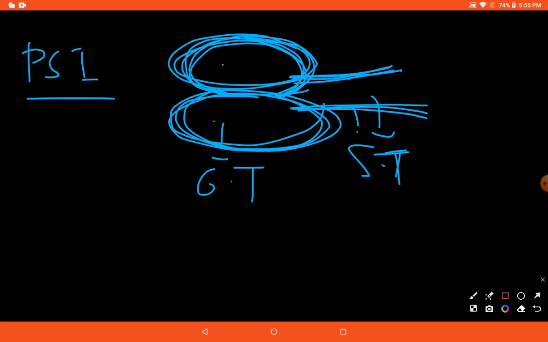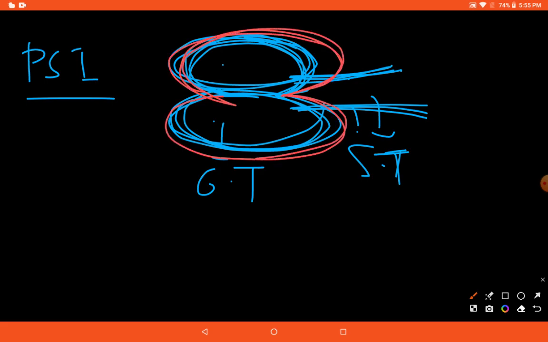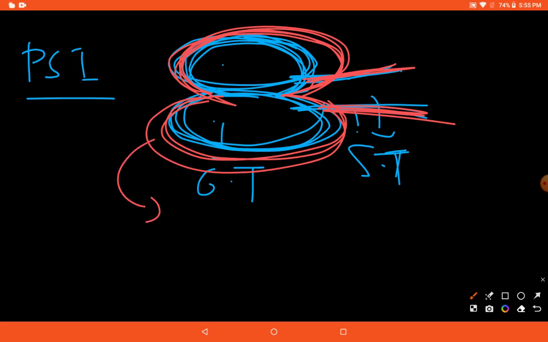Now let's see here. Basically, if I talk about PS1, PS1 is located where? So PS1 is always on the outer side, not on the inner side. This red color, this is your outer side, the covering. Here you will find PS1.